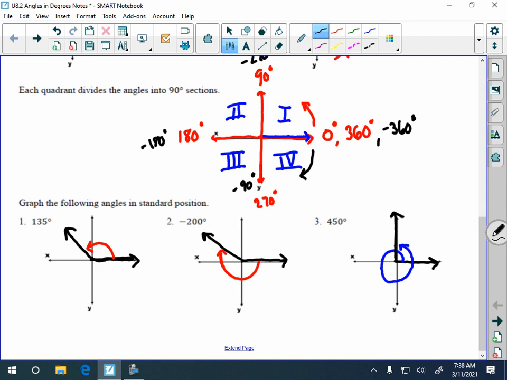So we do what's called concentric circles. We start small and get bigger and bigger and bigger to show the amount of rotations. So this is 1 complete revolution plus another quarter, plus another 90 degrees.